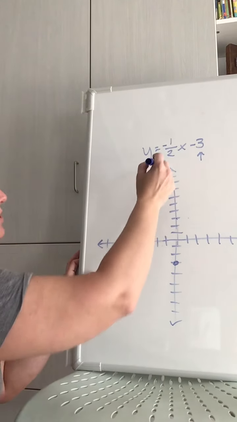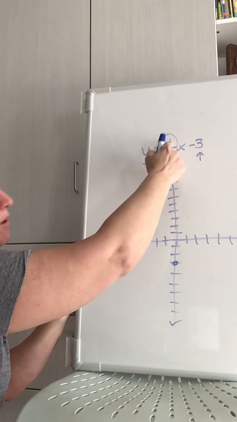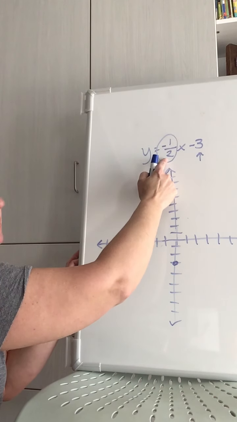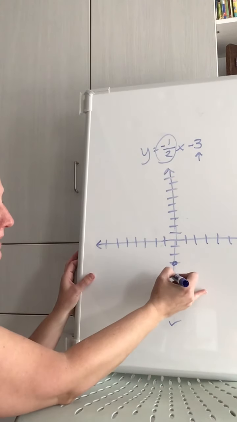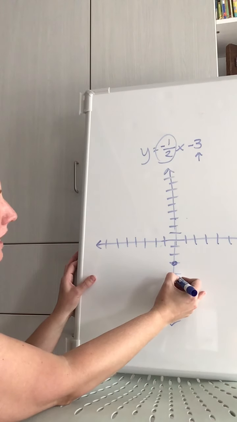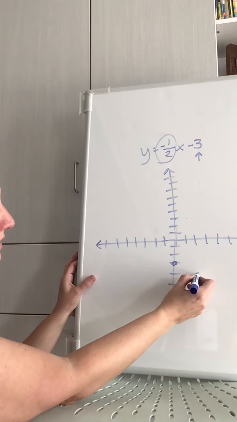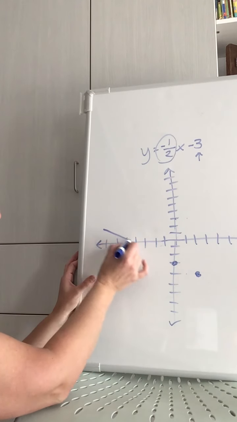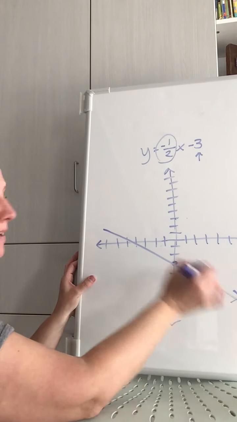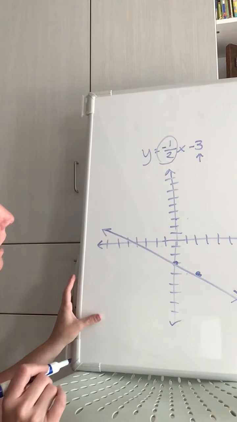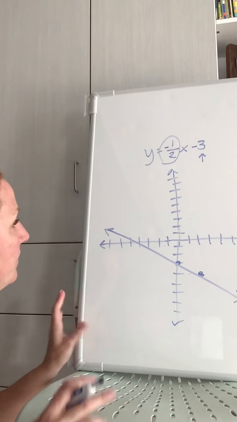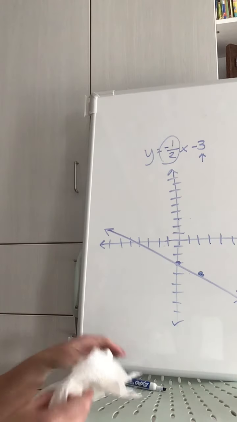Then from there, we use our slope. So remember, this number tells me to go up or down, and this one tells me to go right. It's a negative 1, which means I go down 1, because down is negative, and I go right 2. You always go to the right. Draw another line, and you have that graph. All right, next question.